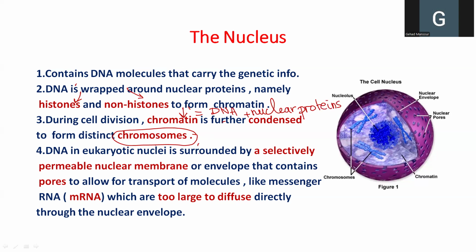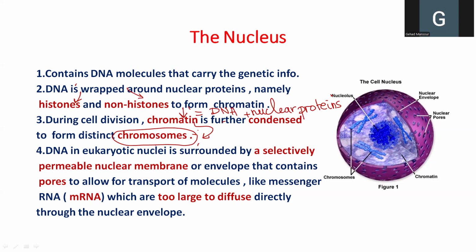And then this chromatin, so whenever we say chromatin, we mean DNA plus nuclear proteins in the ratio 1-to-1. But this chromatin needs further condensation and folding to form chromosomes. The DNA in these eukaryotic nuclei is surrounded, as we said, by the nuclear membrane, because it's a true nucleus. And we can say that the nuclear envelope or the nuclear membrane is selectively permeable.